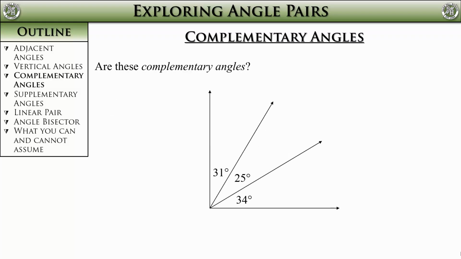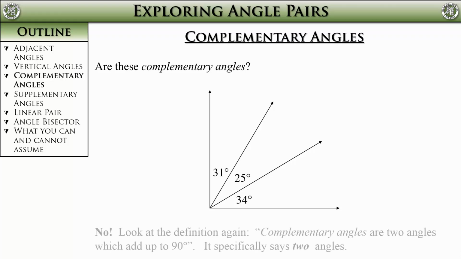What happens if I do this instead? Does this picture depict complementary angles? Put all three angles together and you get a right angle. So does this work? To get your answer, you need to carefully look at the definition of complementary again. The definition clearly mentions two angles. So it can't be three angles. It must be only two. That's why this doesn't work.